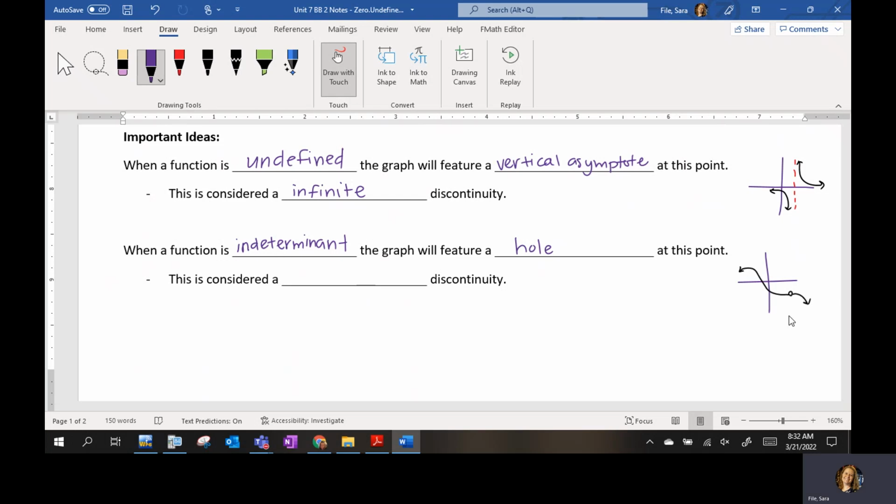That type of discontinuity, it's a break in the domain, right? But it's not infinite. It's just at this single point. This is called a removable discontinuity. So an infinite discontinuity, that's your vertical asymptote. A removable discontinuity, that's just your hole. So some new vocab for you there.